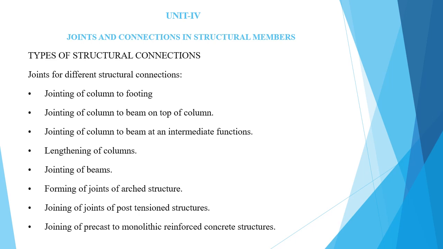Next one, joining of precast to monolithic reinforced concrete structure. It frequently occurs that the monolithic beam has been joined to a precast column. In this case, the junction can be established in the same way as already described in the previous paragraph, namely by placing the end of the beam either on a cantilever protruding from the column or into an opening in the column shaft.